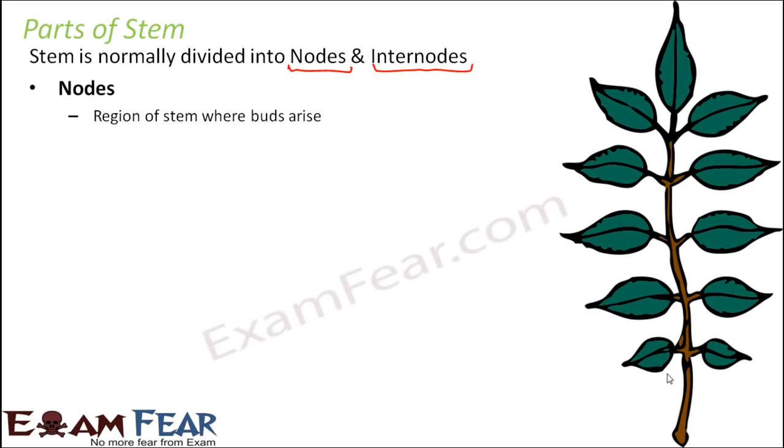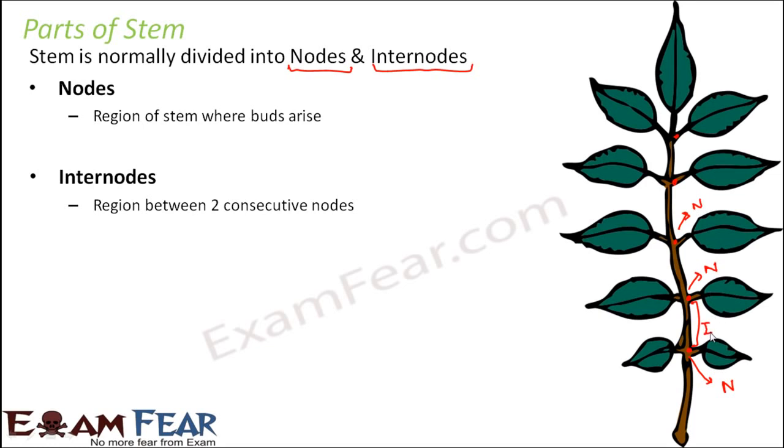What are nodes? Nodes are the region of the stem where buds arise. So here you can see in this picture, there are certain points from where buds can arise. I mean, you can have buds, you can have leaves, you can have branches. So those points are known as nodes. Whereas the region between two consecutive nodes is known as the internode. So this portion between any two nodes is the internode. So this is node, again this is node, again this is node, but this portion is internode.